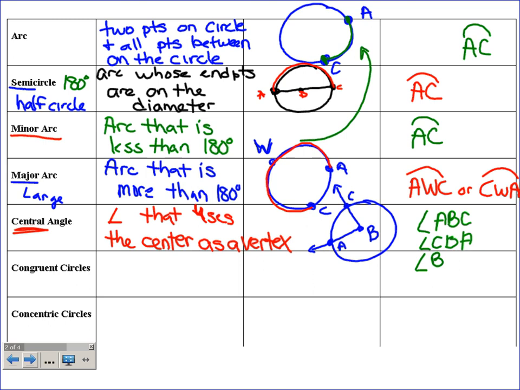Now here's the weird part about it. We're going to talk about this soon. Say this is 40 degrees. The whole circle is 360 degrees, right? This arc AC is also going to be 40 degrees as well. So if this is a 40 degree angle, that becomes a 40 degree arc. The measure of that arc would also be 40 degrees. It's 40 degrees of the whole 360. If that makes sense at all.